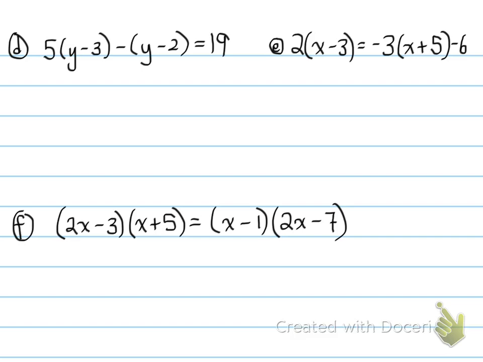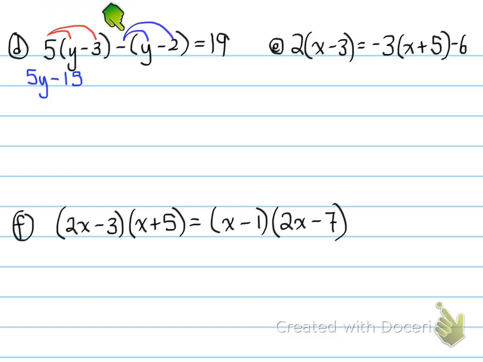5 bracket y minus 3 minus bracket y minus 2, close bracket, equals 19. What we need to do is expand this left side. Expand and simplify the left side, and then we can move things over. So leave the 19 where it is. That is, we expand 5 times y and 5 times negative 3, which is minus 15. And then we have the negative over here, folks, gets multiplied into here and here.